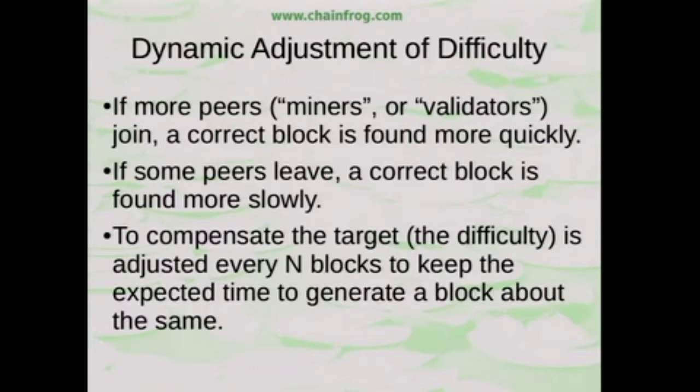So the next thing with proof of work is this dynamic adjustment of difficulty. So if more peers or more miners join, they're going to find a block more quickly because you're going to be doing more of these hashes in the same period of time. And similarly, if some of the peers leave, then it might take longer to find a block. And so what happens is the system has a target called a difficulty, and you adjust it every n blocks to keep the expected time to generate the blocks about the same.